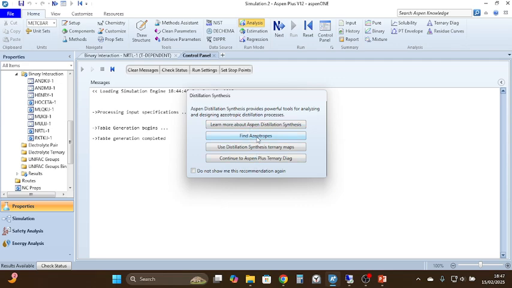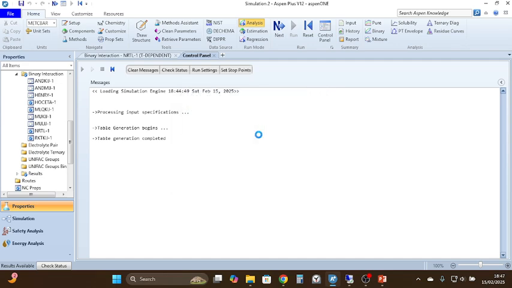We are going to look at all the analysis options that we get over here. First, we are going to find azeotropes. Next, we are going to use the distillation synthesis ternary maps. And the last one is called continue to Aspen Plus ternary diagram. So first, we are going to find azeotropes.